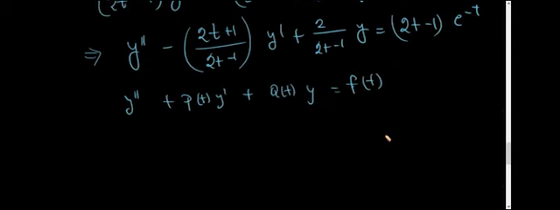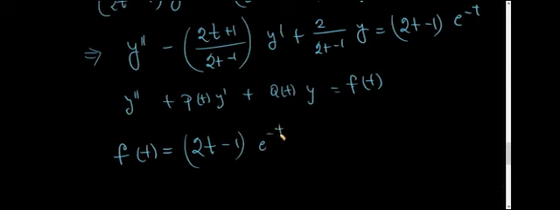And now we can easily identify what our f of t is. So f of t will be just 2t minus 1, and you will have e to the power minus t. This is our f of t.